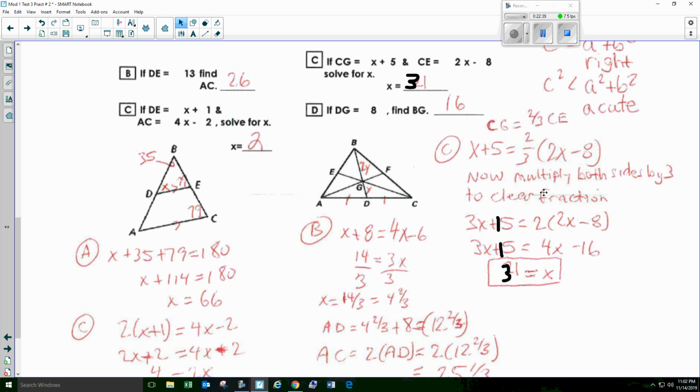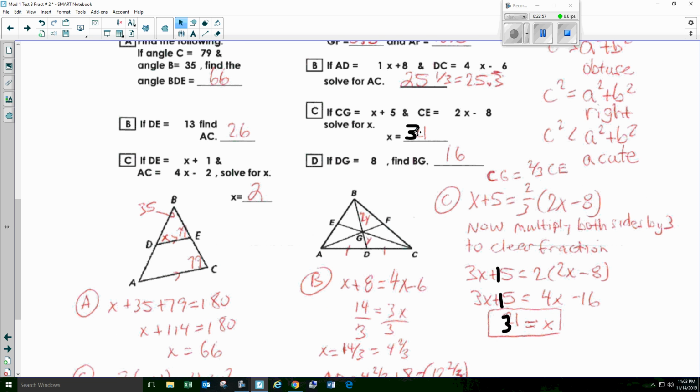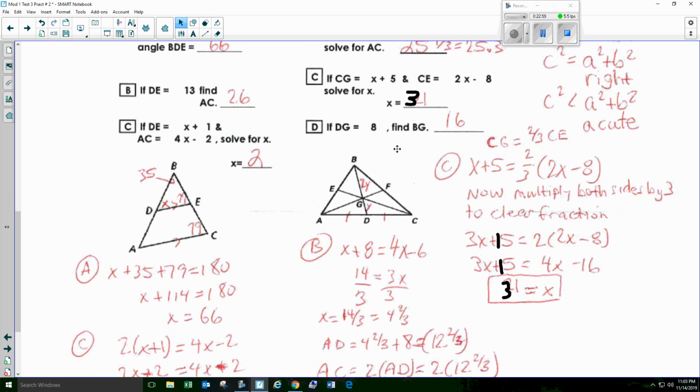So I get 3 times x plus 5 is 3x plus 15, and then the 3's cancel here, so now you're left with 2, distributing the 2 through there. And you get 4x minus 16. Subtract the 3x across, add 16 across, x is 31, and that's what they wanted, 31 for the x. And lastly, DG is 8, and they want you to find BG. Well, this is the smallest segment. It's exactly half of the longer segment, so 8 to 16. So BG is 16. Okay, and that ends this.